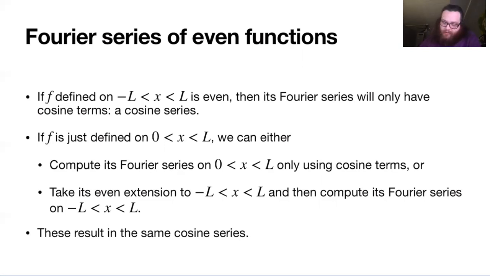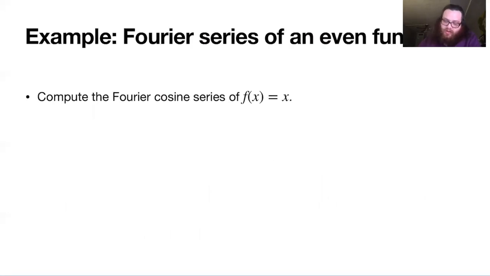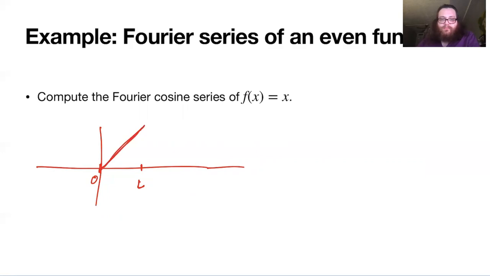Okay. So what is an example of this? Here we're told, compute the Fourier cosine series of x. So we're told to compute a series only using cosine. Implicitly, this generally arises if we only know the function on the interval 0 to L. So what does x look like over here? It looks like that. Now, if we want to compute a Fourier cosine series, implicitly what we're doing is taking an even extension and then computing the Fourier series of that.